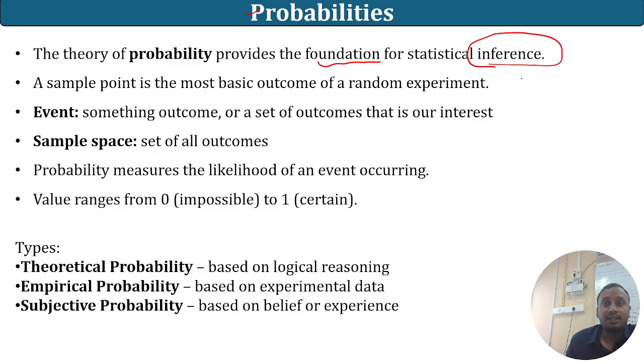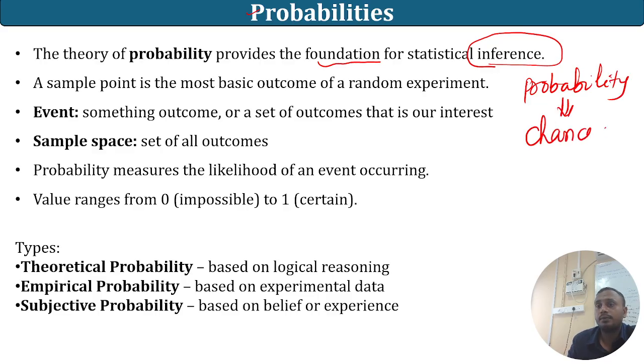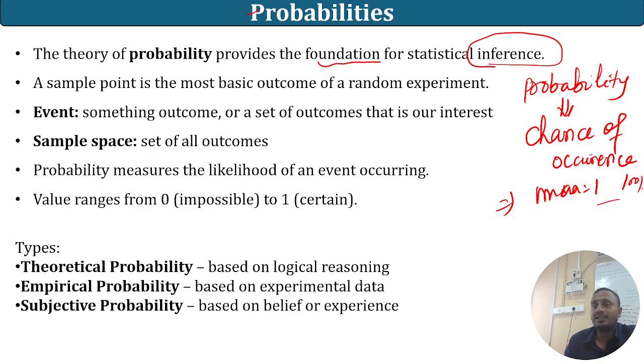So what is that? How can we define probability? It's a chance of occurrence, and we all know that the maximum probability will be one, meaning 100%. So the chance of occurrence is something, and non-occurrence will always be one minus the chance of occurrence.